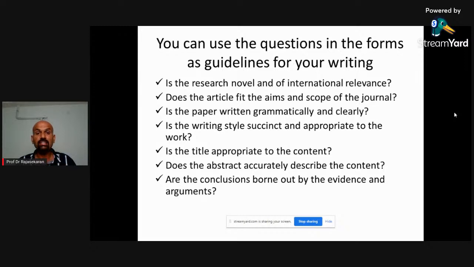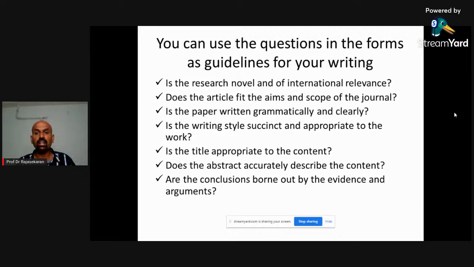And is the title appropriate to the content? Many people try to write a catchy title, but once you get into the paper and read it, you find it completely irrelevant. No journal will accept such a paper. Referees become really disappointed about such behavior. So please make sure that your title is highly related to the article.